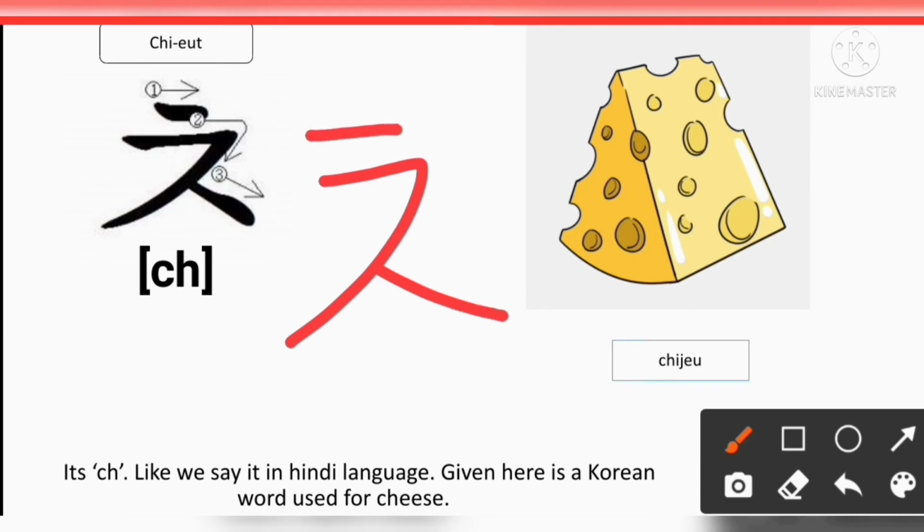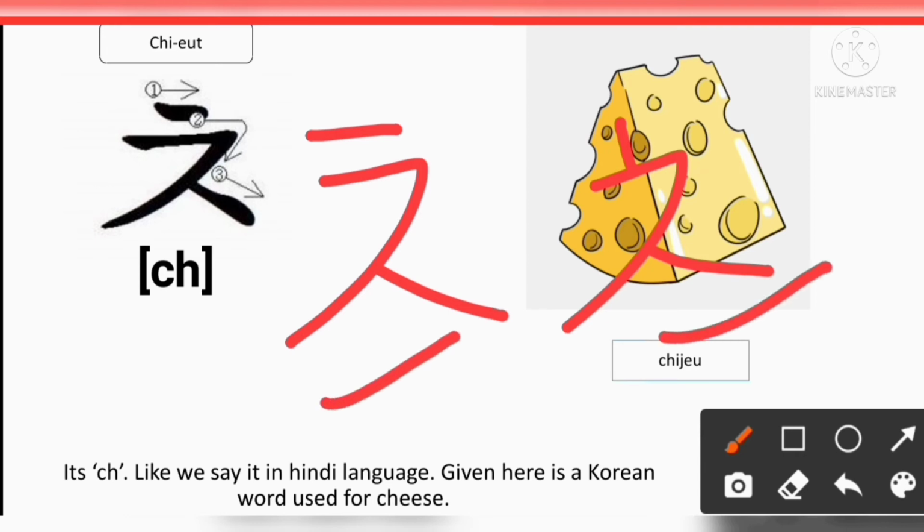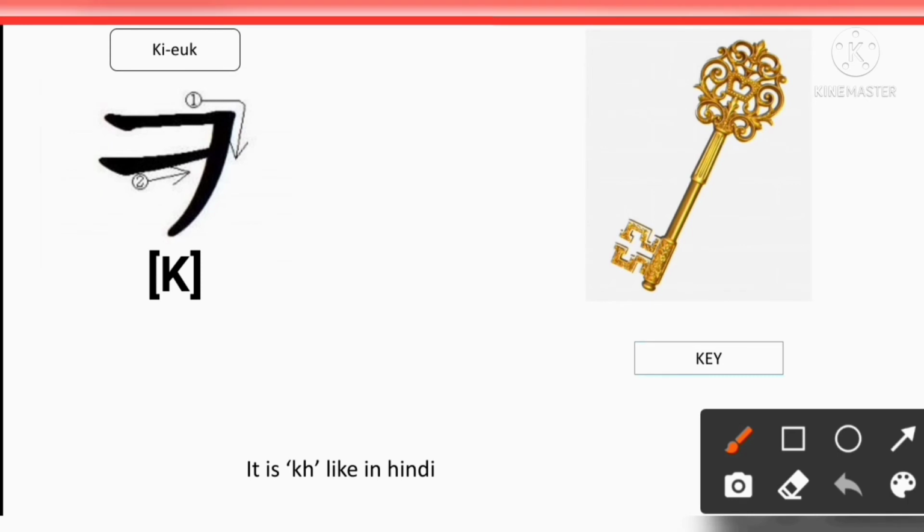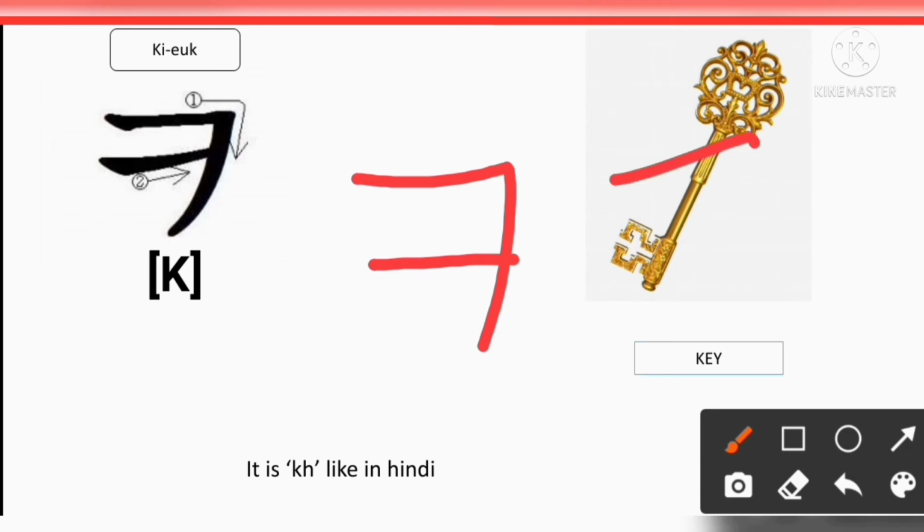This is ch, and another way of making ch is to make this one and this. This is also known as ch. Okay, and this is k. This one is k, and its name is Kyak. These aspirated ones are very similar to Hindi. This is k, 1 and 2. Now this is k. Example, ki, 1 and 2.